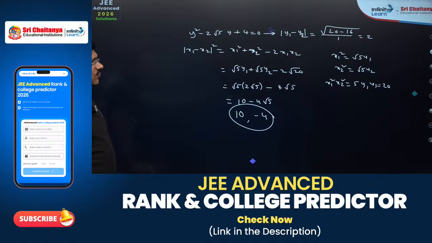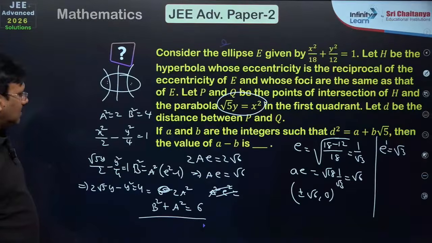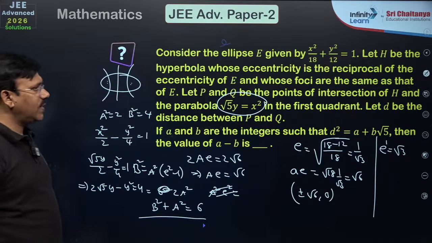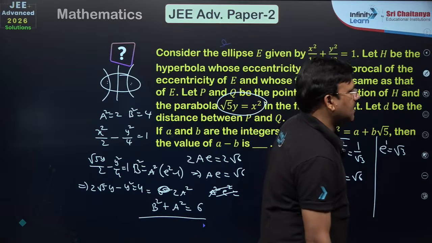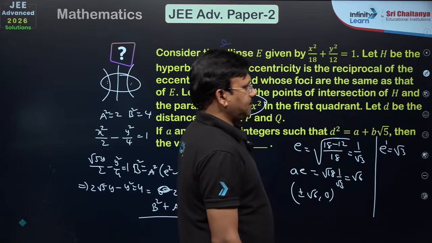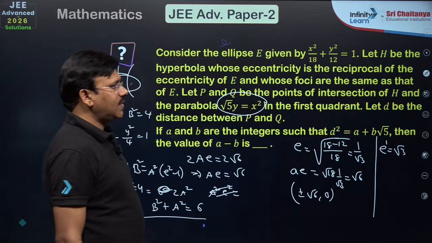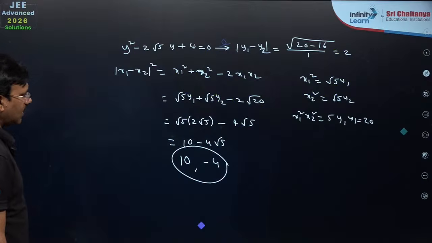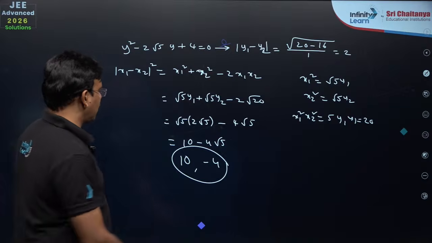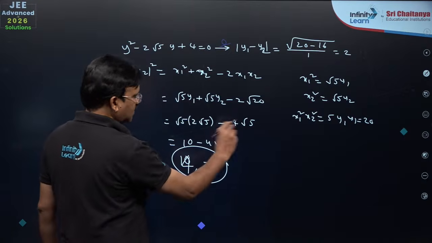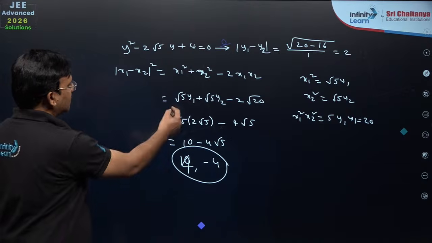So, b minus 4, and what did he ask here? A plus b root 5. So, you just simplify this, you will get the answer here. Simplify the answer properly. You have to get A is 14, yeah, A is 14, B is minus 4, so you will get 18. Check the calculation here, you will get the answer.